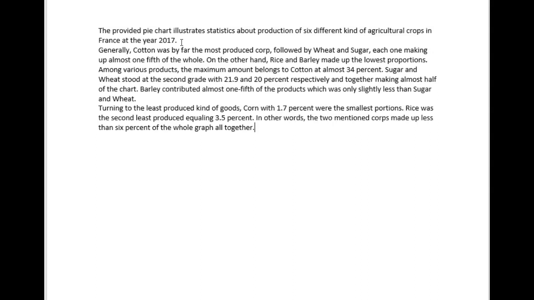Anyway, let's move on. Generally, cotton was by far the most produced crop, careful with your typing here, followed by wheat and sugar, each one making up almost 1/5 of the whole. On the other hand, rice and barley made up the lowest proportions. Among various products, the maximum amount belongs to cotton at almost 34%. Sugar and wheat stood at the second grade with 21.9 and 20% respectively, together making almost half of the chart. Barley contributed almost 1/5 of the products, which was only slightly less than sugar and wheat.